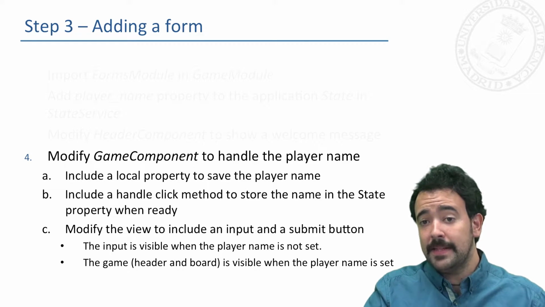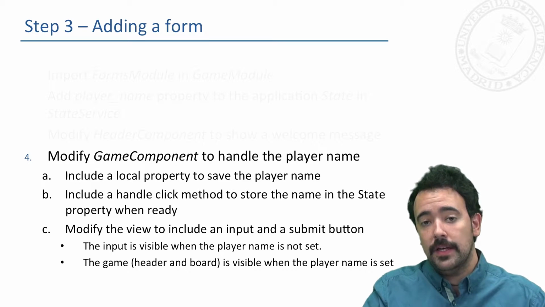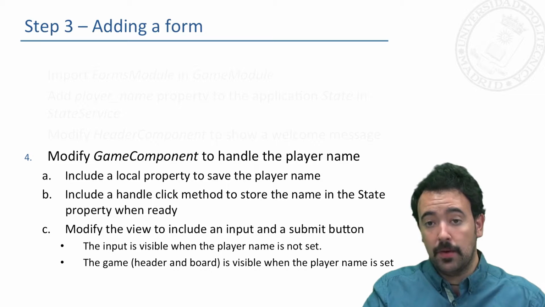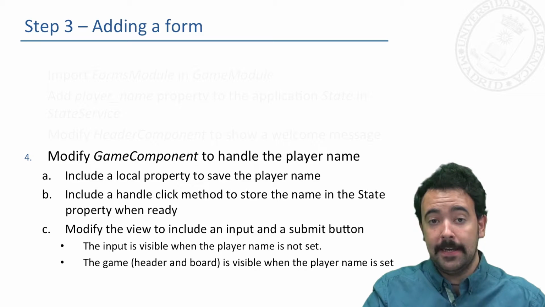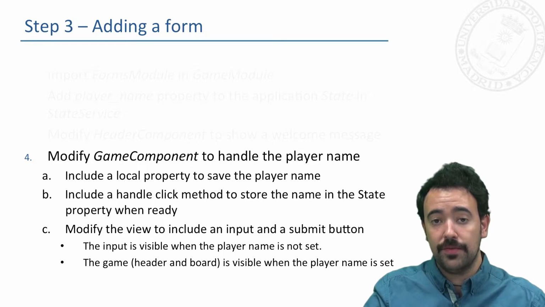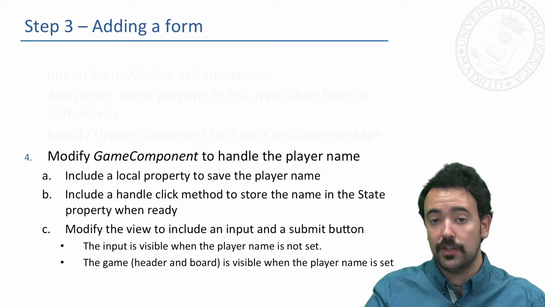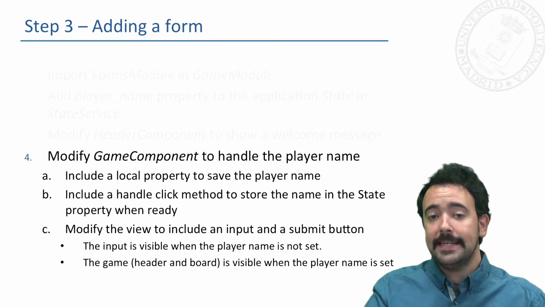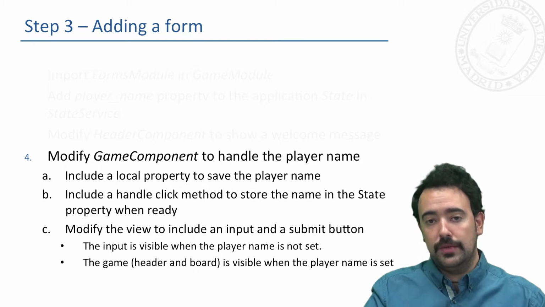Now I'm going to implement the logic in order to allow the introduction of the player name using a form in the game component. In order to do that, I will include a local property in the game component in order to save the player name, and a method that will be called when the user clicks on the submit button of the form, and that will update the player name in the state service of the application. Of course, then I need to modify the view in order to show the form and allow the user to introduce the player name.